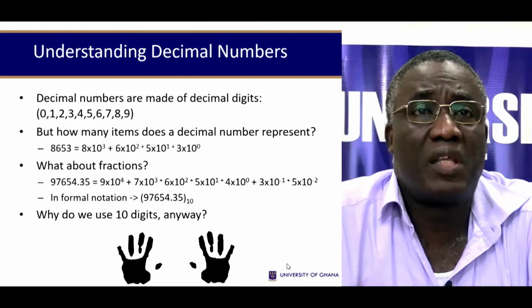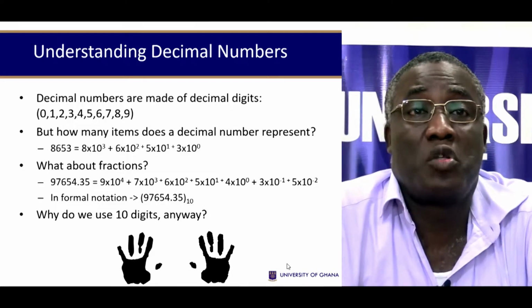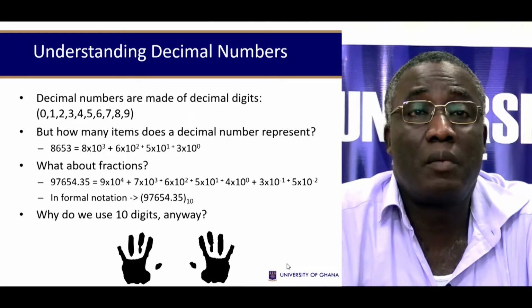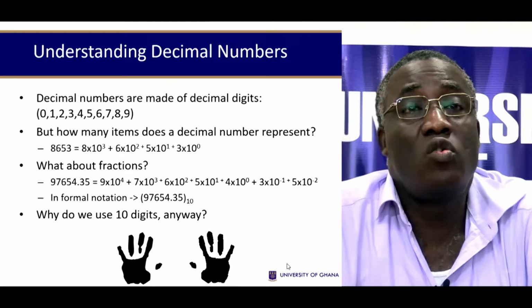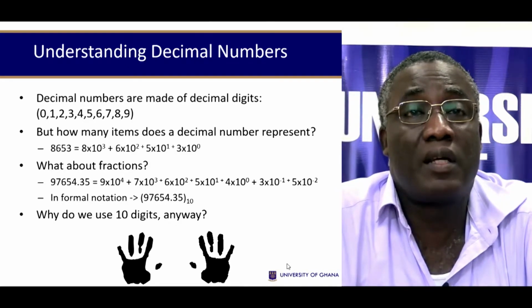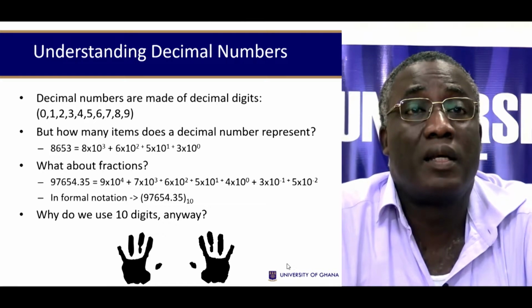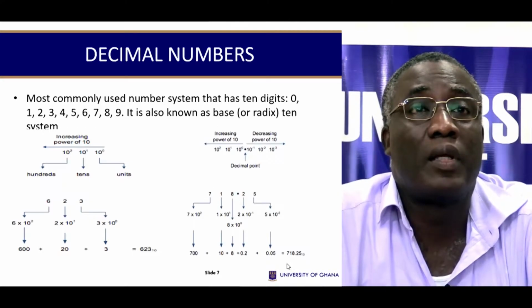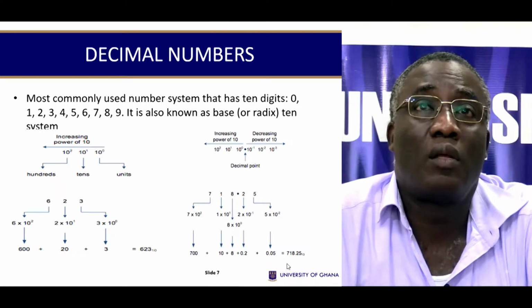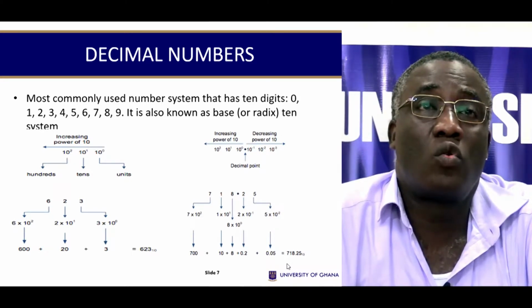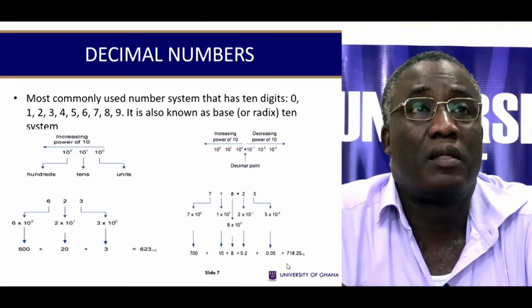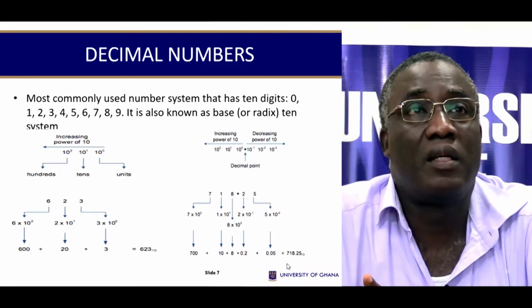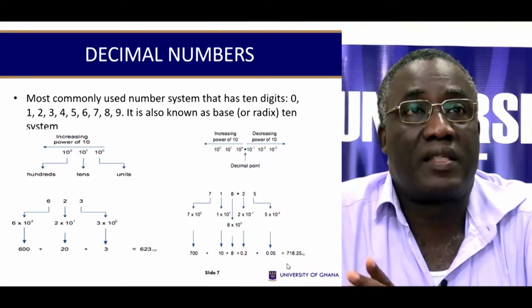Why do we use 10 digits anyway? Is it probably because we have 10 fingers? But there are cultures in which they don't use the decimal number system. There are many cultures; you can find out which cultures use a different number system. So we are saying that the most commonly used number system has 10 digits: 0, 1, 2, up to 9. Those are 10 digits, or base 10.